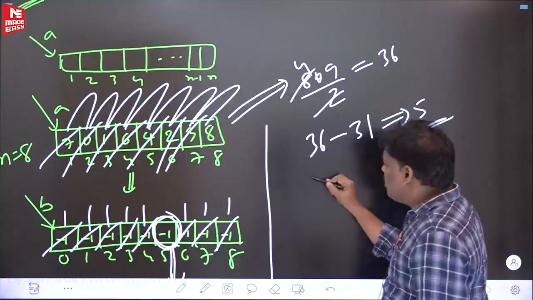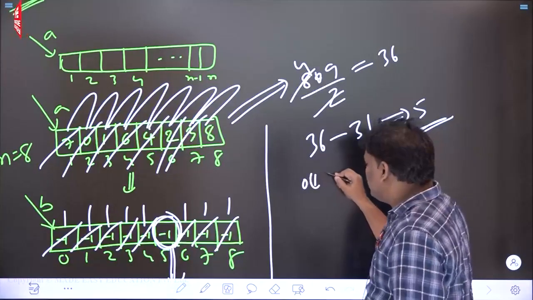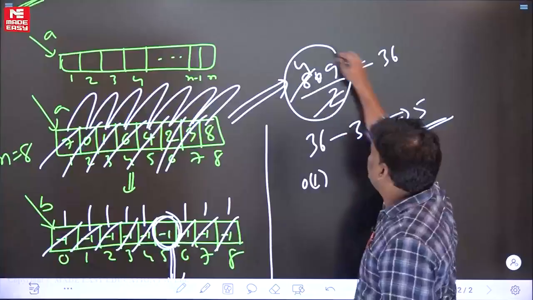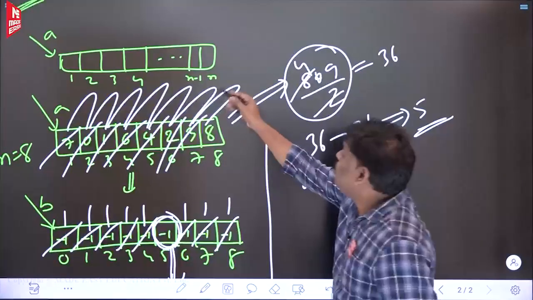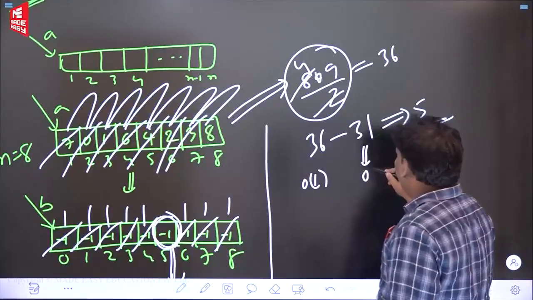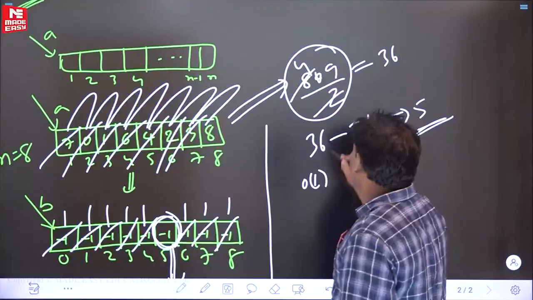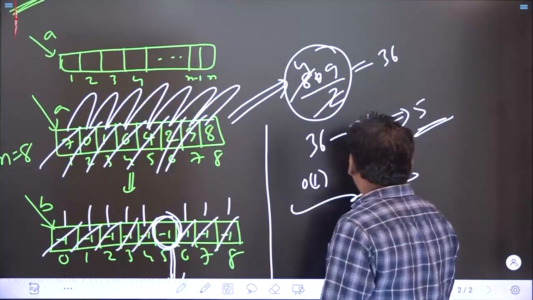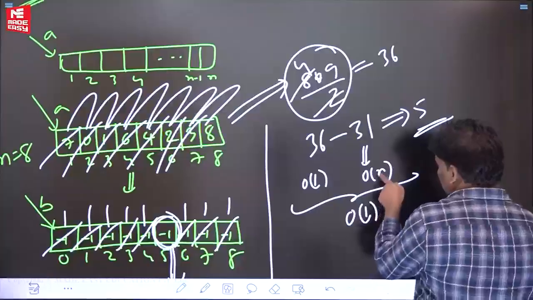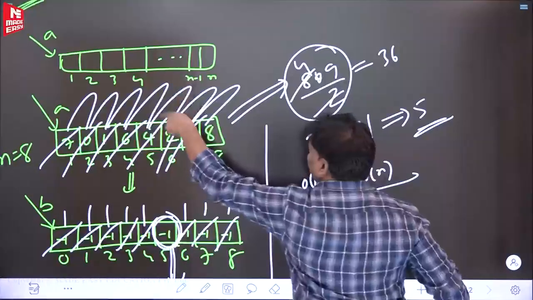Now, the sum of n natural numbers, how much time does it take to find out? Constant time, because this formula will take constant time. Next one, adding all will take n time. Next one, subtraction will take constant time. Only loops will take time complexity. I think it is a loop because you have to add all the people.